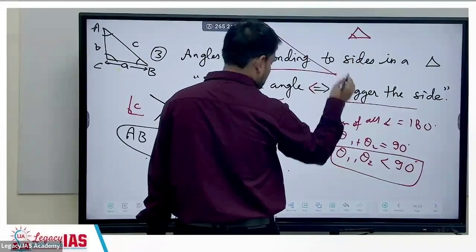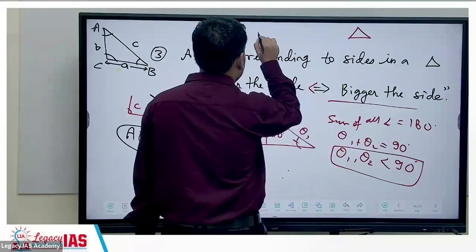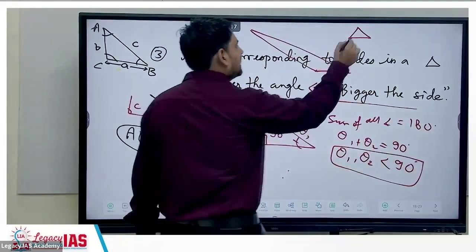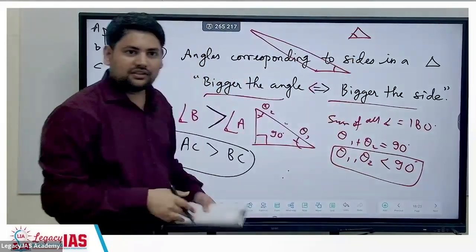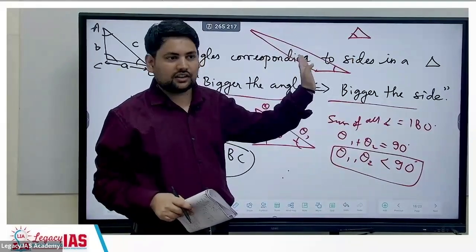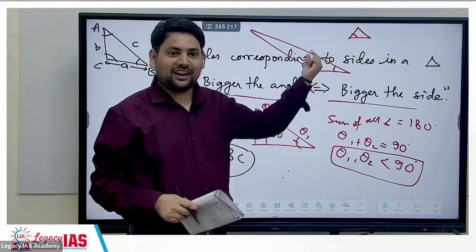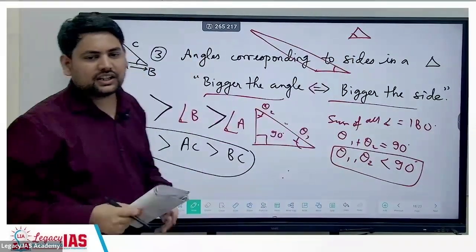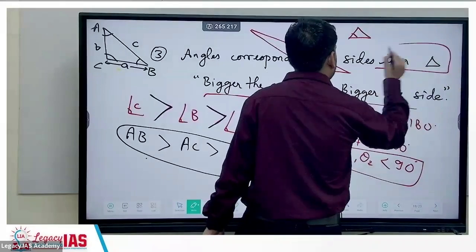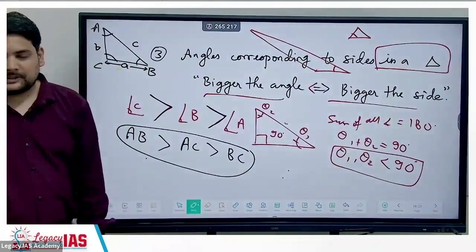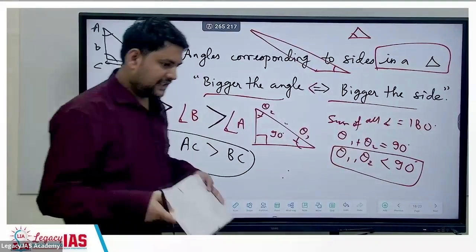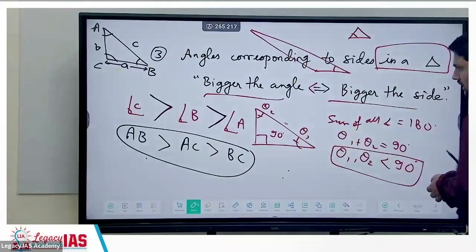Now let's say this angle is bigger than this angle. This does not mean that this side would be bigger than this. This holds only within a triangle. Don't do it in two different triangles. In two different triangles, angles won't correspond to sides. That's why it is written in a triangle. Within a triangle, it will always hold. Okay, that's it. Now we'll do some simple questions.